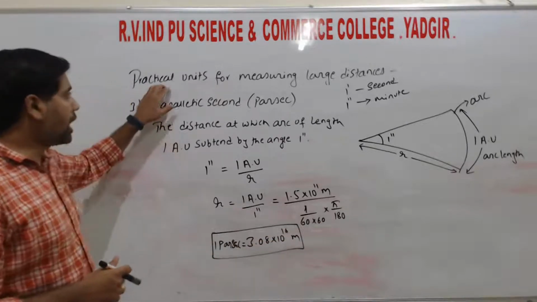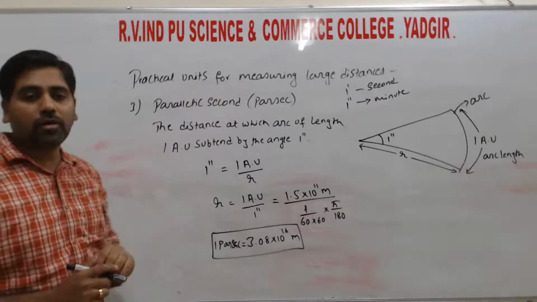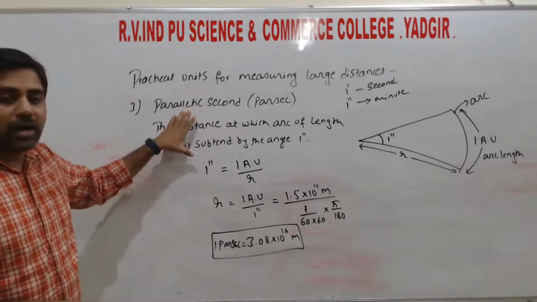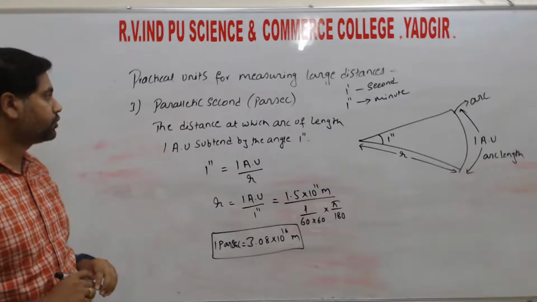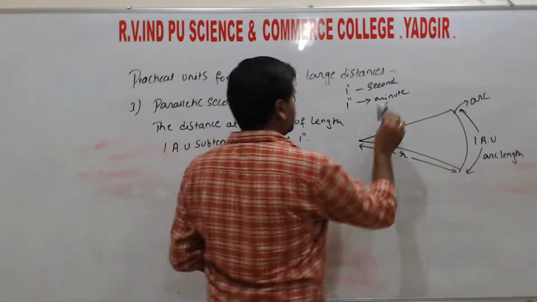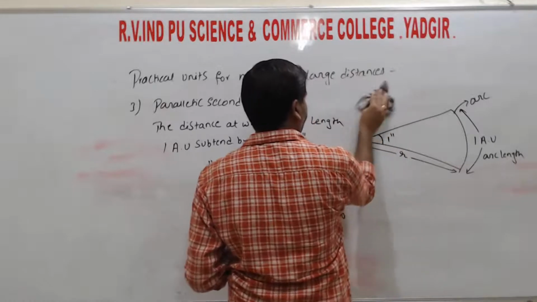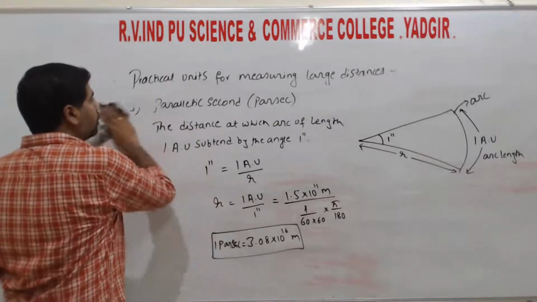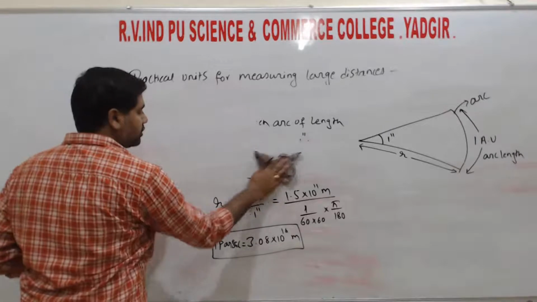So these are the practical units for measuring long distances. The first one is the astronomical unit, the second one is the light year, and the third one is the parallactic second or parsec, right? So these are a few practical units for measuring large distances.